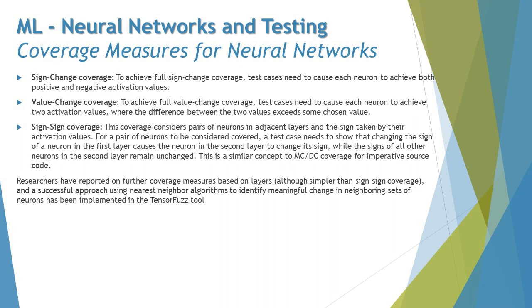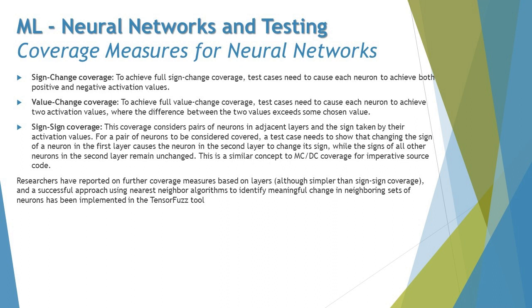All right, adding further to it, we do have three more coverages here: sign change coverage, value change coverage, and sign-sign coverage. To achieve full sign change coverage, test cases need to cause each neuron to achieve both a positive and a negative activation value, which means you're trying end-to-end scenarios of the neurons. You are checking where it gives a negative response, and also whether it gives a positive response, like valid or invalid cases, you test both. When you cover all the positive and negative scenarios of every single neuron, you call that sign change coverage.